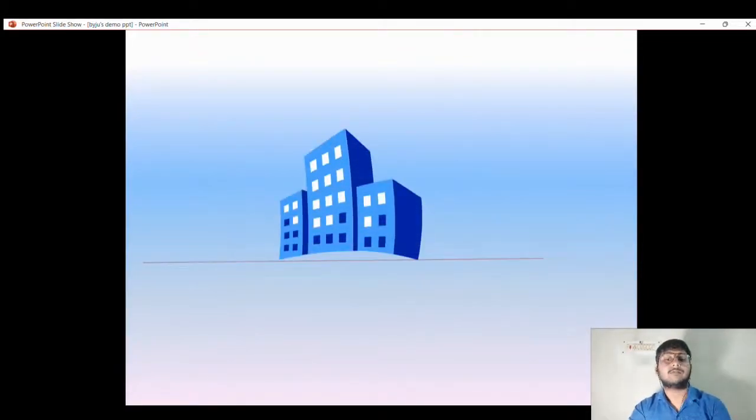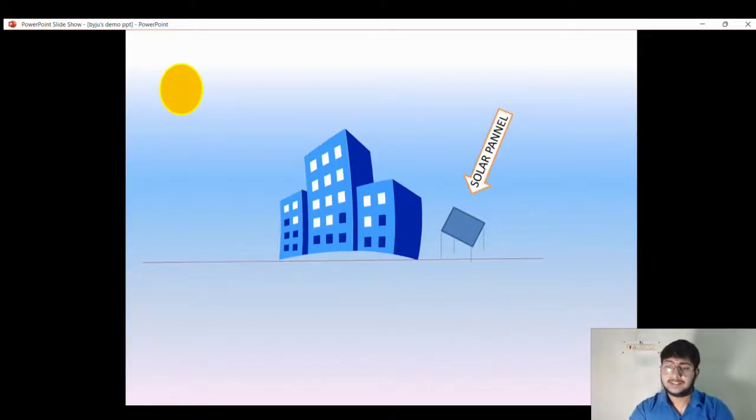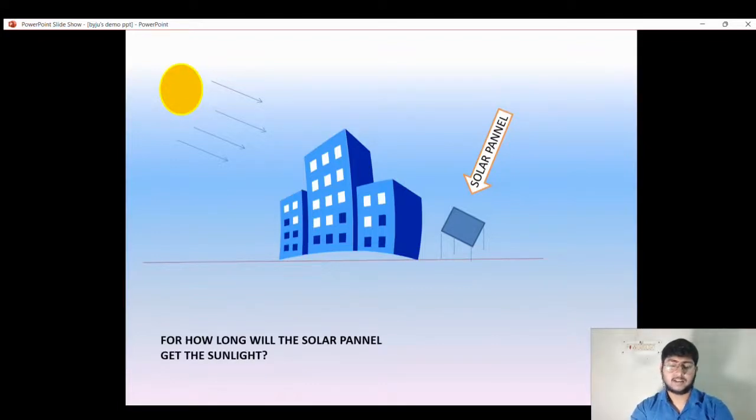Like in this example, we are seeing a building. There's a sun rising in the sky, bright and hot. On a sunny day, we have a solar panel set to convert energy, and we can see the sun rays falling on the buildings and also the solar panels. So we have a question: for how long will the solar panel get sunlight? It's a nice question, because in this type of question we need to calculate for how long it will get shadow and so on. It's a more advanced type of question, but in these sections also you need the basics of trigonometry.